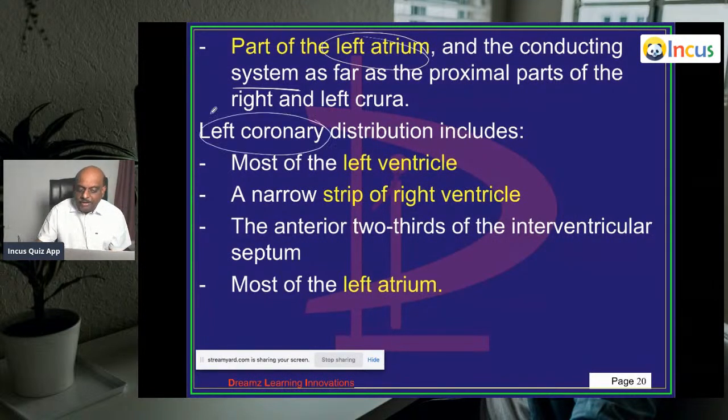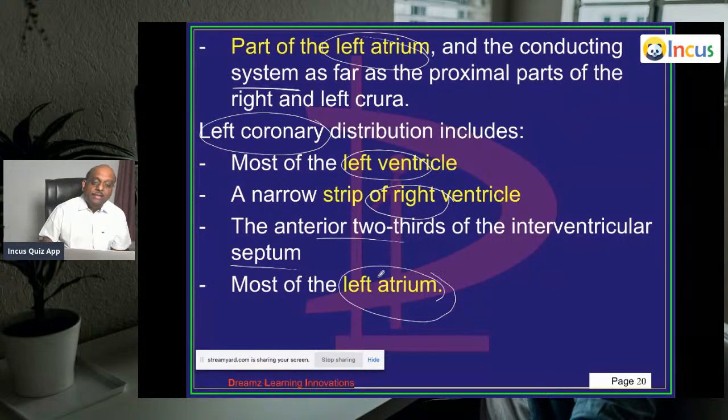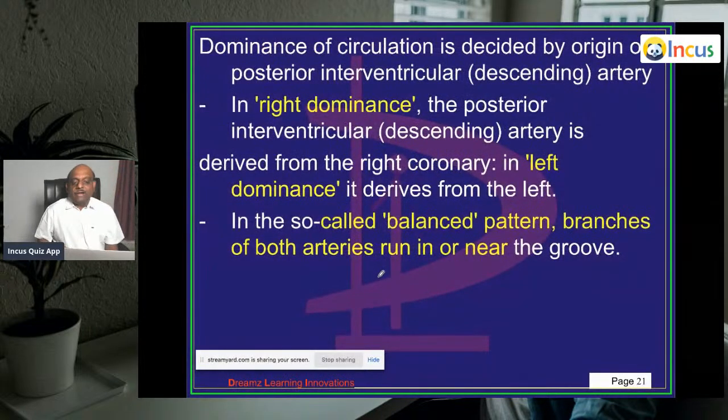Then what is left coronary artery? Most of the left ventricle, a small strip of right ventricle, anterior 2/3 of interventricular septum, and the major part of the left atrium.